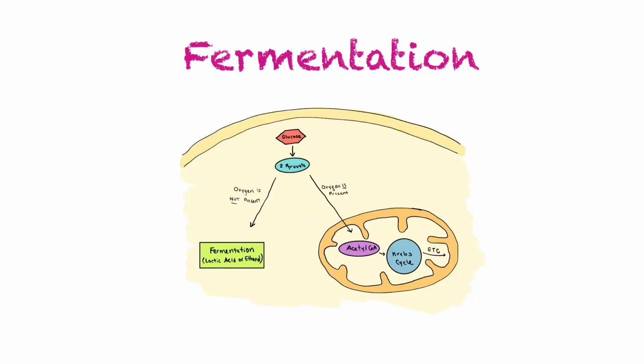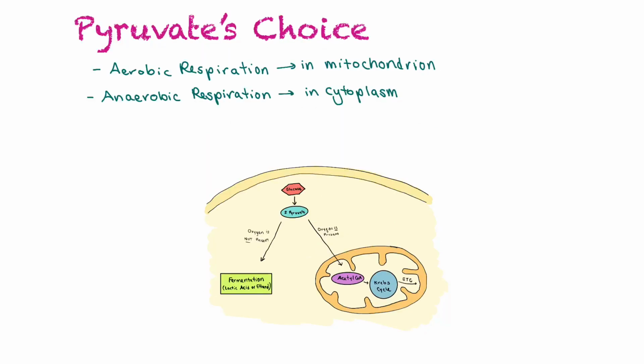In this video, we're going to learn about fermentation, which is another term for anaerobic respiration, so respiration that does not involve oxygen. After glycolysis, pyruvate has two choices. It can enter the mitochondrion, where aerobic respiration will occur, so this will happen if oxygen is present. And then the other option is anaerobic respiration, which will happen in the cytoplasm. And depending on the type of organism it is, it could be lactic acid fermentation or ethanol fermentation.